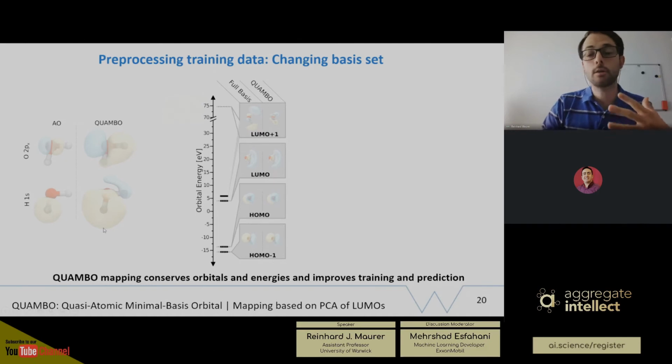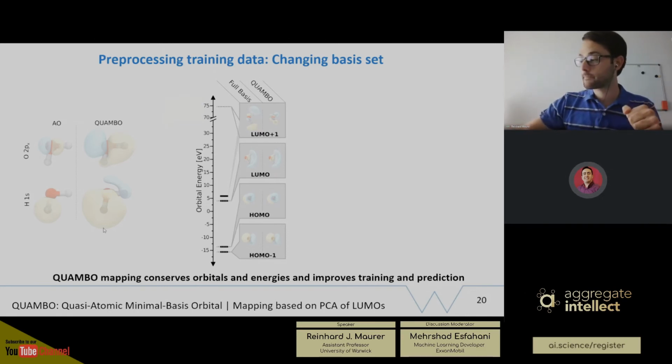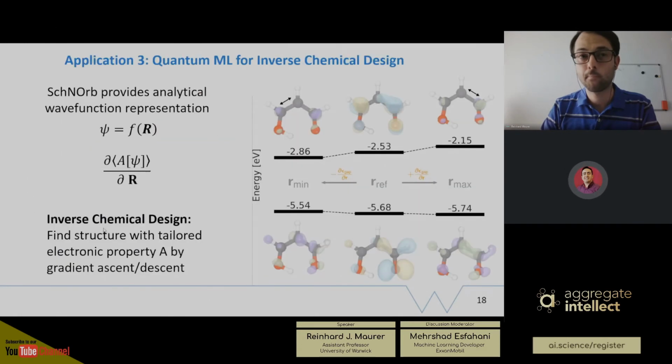And so, go ahead, Mehrshad. Can you explain a little bit the inverse design process, as in terms of search space and how you tackle this?